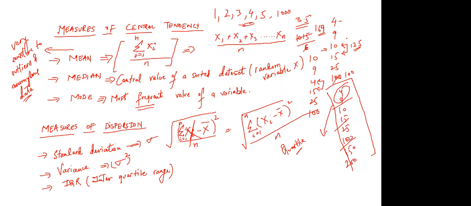Okay, guys. Now let's talk about measures of central tendency and measures of dispersion. When we are talking about measures of central tendency, we are primarily talking about three things: mean, median, and mode.